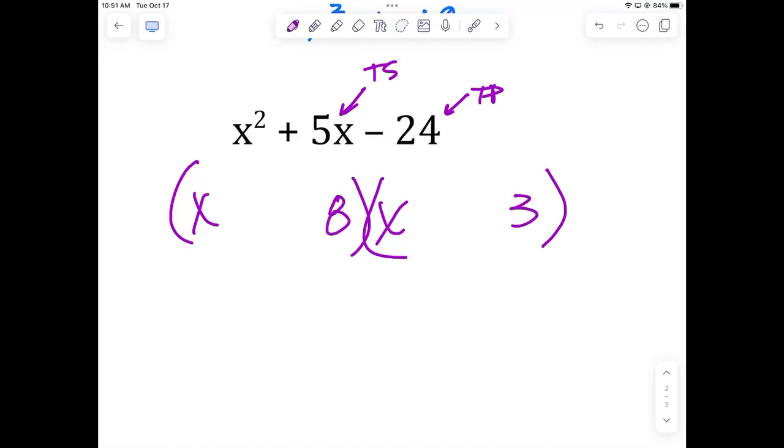8 and 3. And because the product is negative, one's positive and one's negative. How do we decide which one's positive? The big one is positive because that sum has to be positive, so positive 8, negative 3. Get it? Got it? Good, right? It's getting easy unfoiling these things.